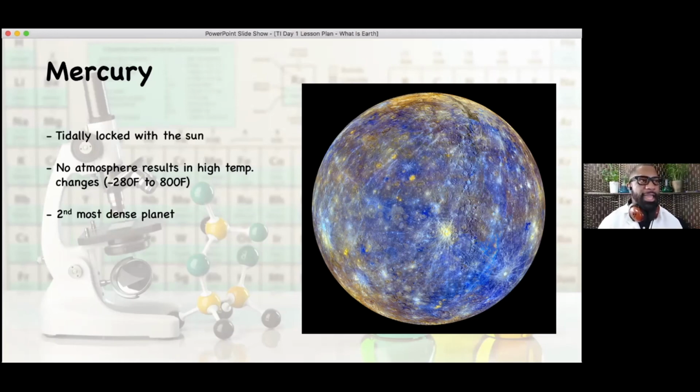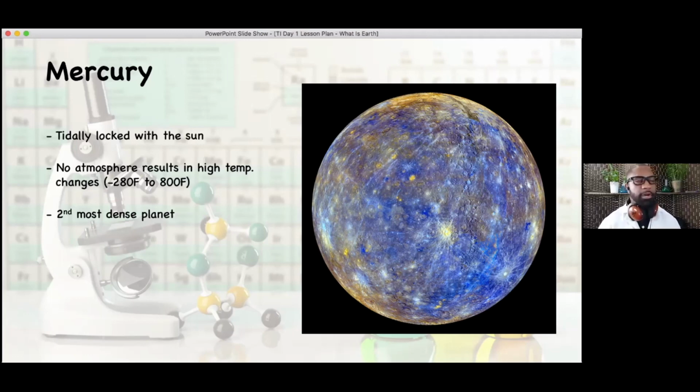And another interesting fact about Mercury is the second most dense planet. We'll touch into what is the first most dense planet in our universe, but it is the second most dense planet. And really compared to a lot of the other planets, the first four that we're going to talk about are what we call rocky planets.